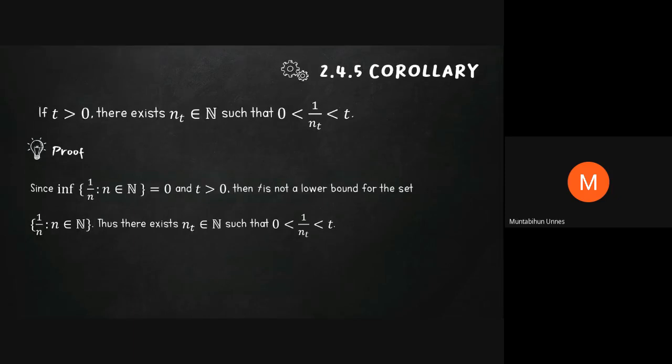And if t is greater than 0, there exists n_t element of N such that 1 over n_t is greater than 0 and less than t. Proof: since the infimum of 1 over n for n element of the natural numbers is equal to 0 and t is greater than 0, then t is not a lower bound for the set of 1 over n for all n element of N. Thus, there exists n_t element of N such that 1 over n_t is greater than 0 and less than t.